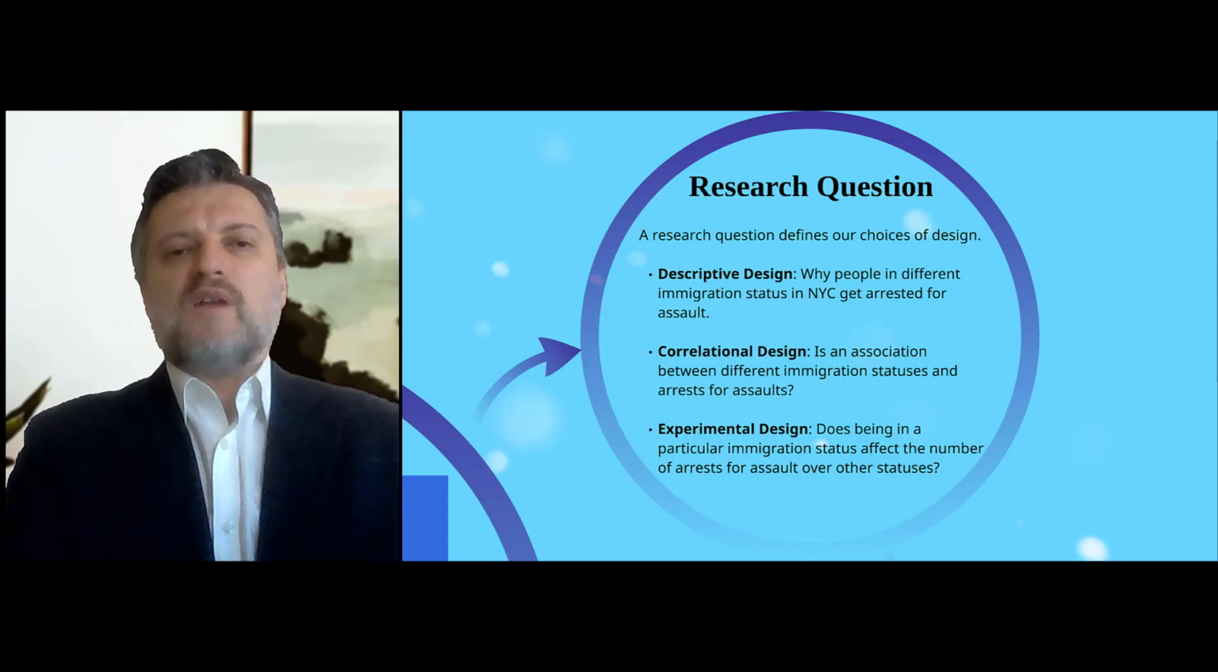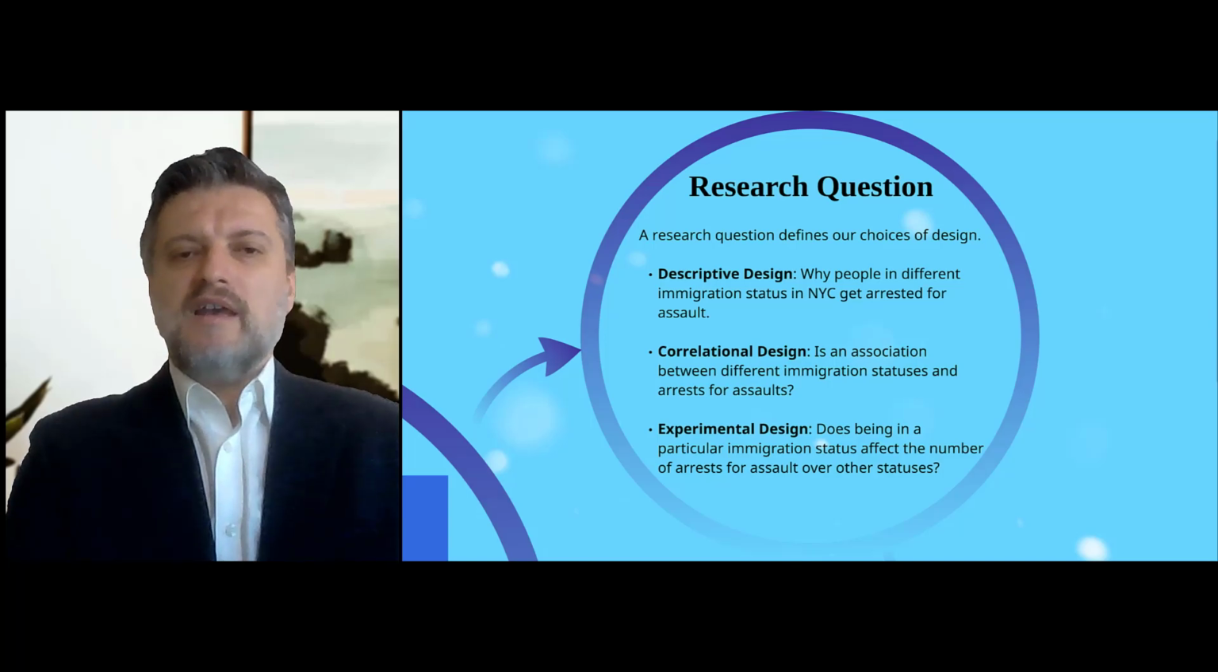Let's use an example of a very simple study in hopes that we will understand the design and methods better. I'm going to stick with the same idea that I mentioned in a podcast before, that we were interested in understanding the relationship between immigration status and arrest for assault in New York City. So our research question will define the choices of design and all of our next steps. Let's see how our research question fares in each of the design types.